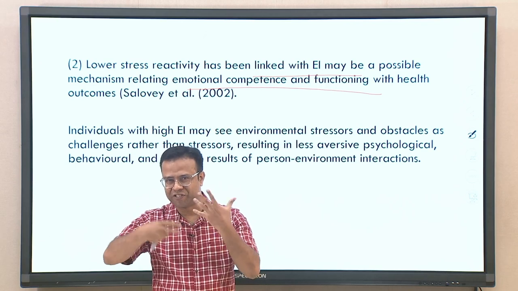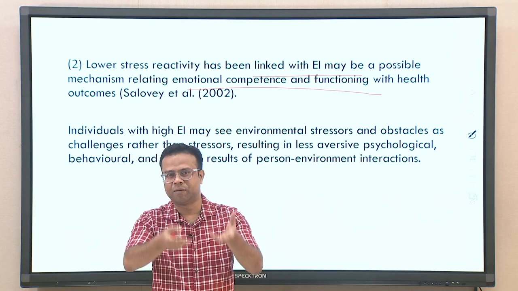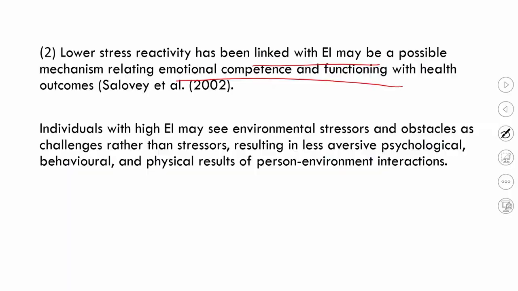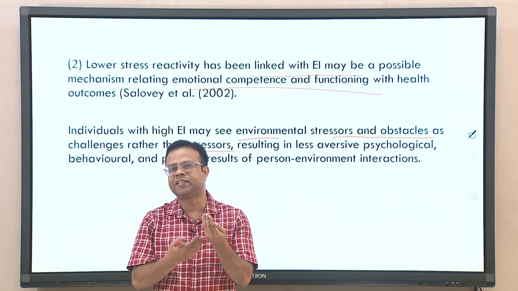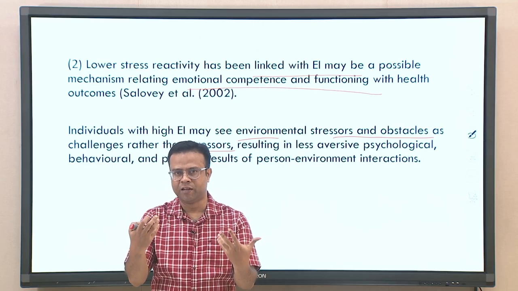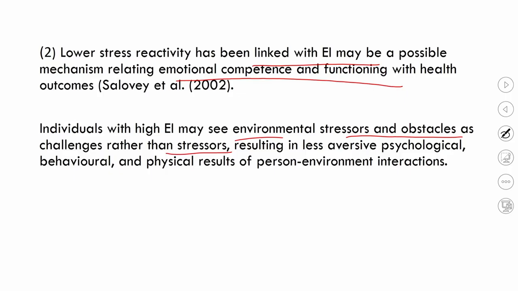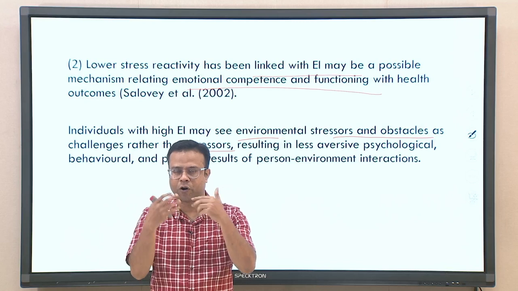The more you are physiologically impacted, the more negative impact it will have, because we have seen the possible mechanism. So, individuals with high EI may see environmental stressors and obstacles as challenges rather than stressors. As we have already discussed, stress is more about how you interpret the situation. So, people with high EI are more likely to see it as a challenge and try to deal with it. And if you see it as a very strong stressor, then you will succumb to it, because you don't know how to deal with it.